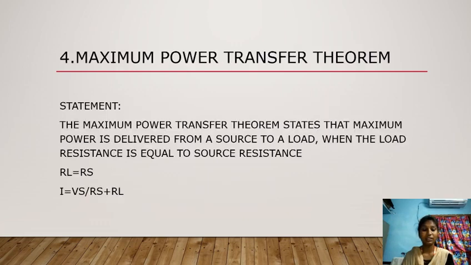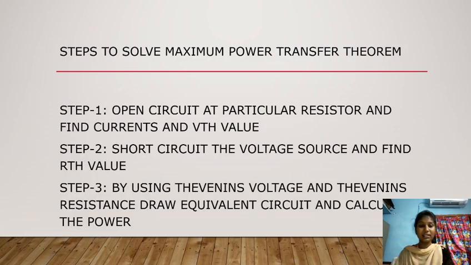And the fourth theorem is the maximum power transfer theorem statement. The maximum power transfer theorem states that the maximum power is delivered from the source to a load when the load resistance is equal to the source resistance, RL equals RS, where I equals Vs by Rs plus RL. Steps to solve the maximum power transfer theorem.